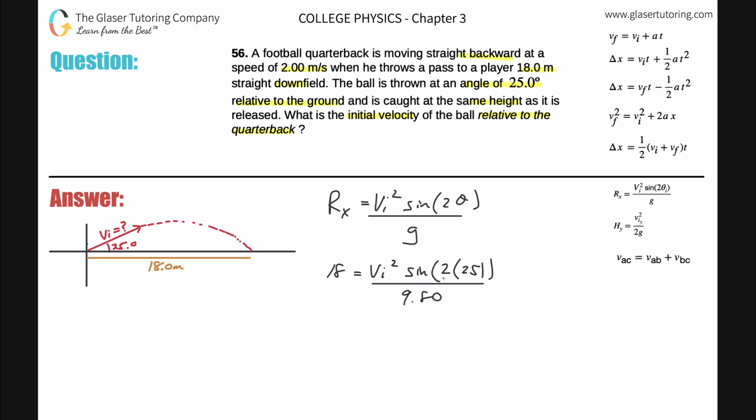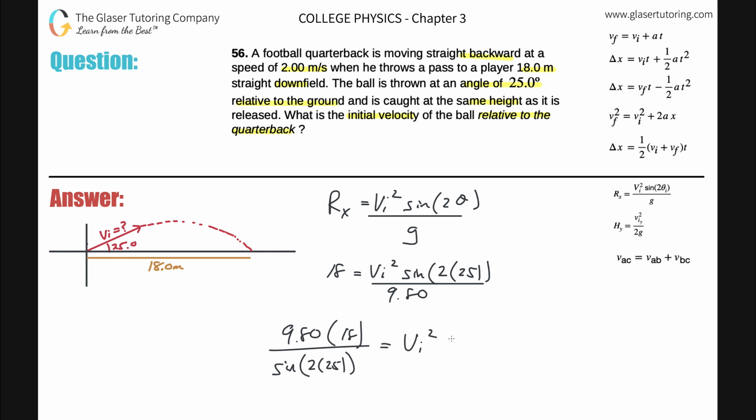I'm just going to do some quick cross multiplication, and it's actually very simple. I can bring this term out of the denominator and up into the numerator on the left-hand side. I can also bring this term from the numerator on the right-hand side down into the denominator on the left-hand side. So I like to think about it as a little cross multiplication. It's going to be 9.80 times 18, all divided by the sine of 2 times 25, and that will equal V, the initial velocity squared.